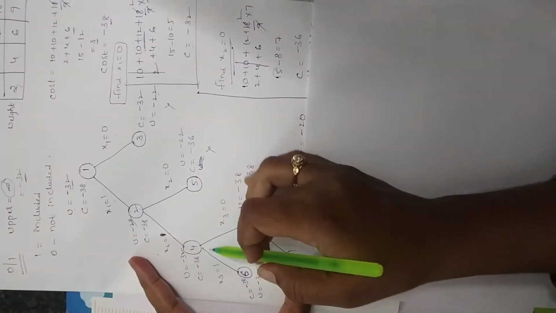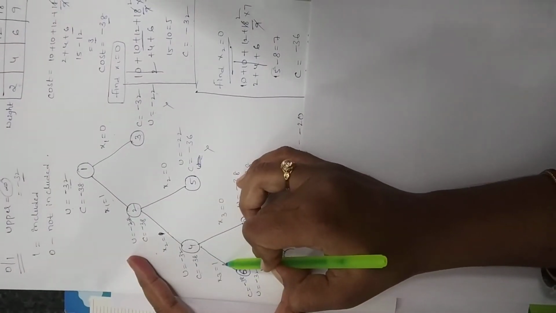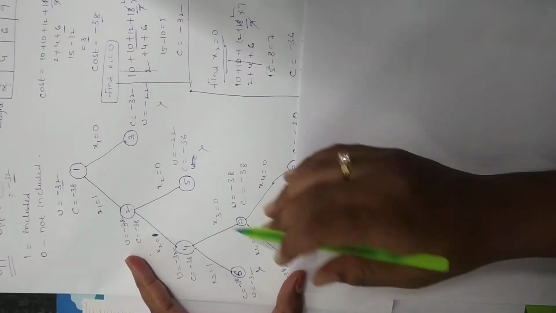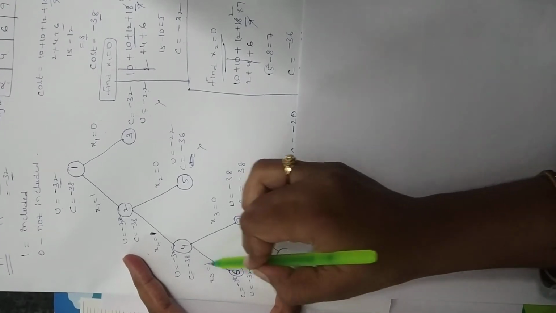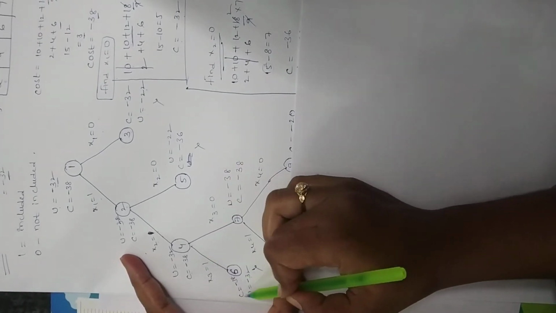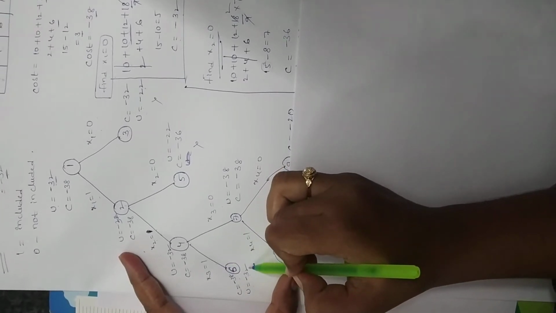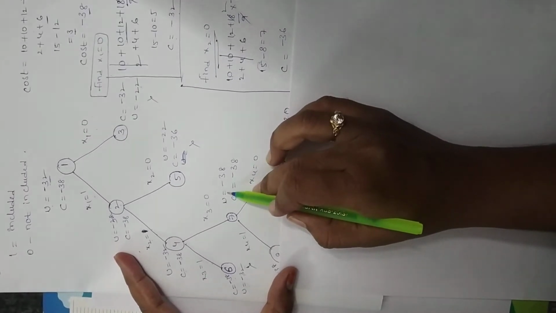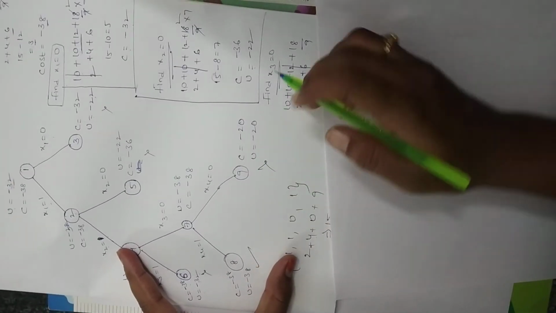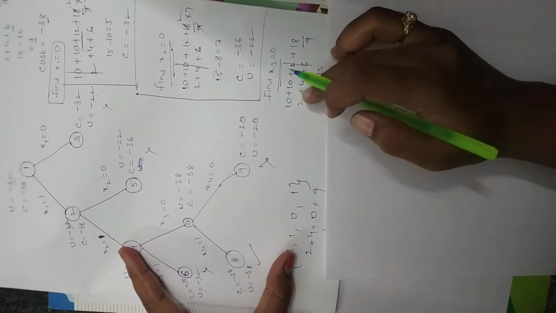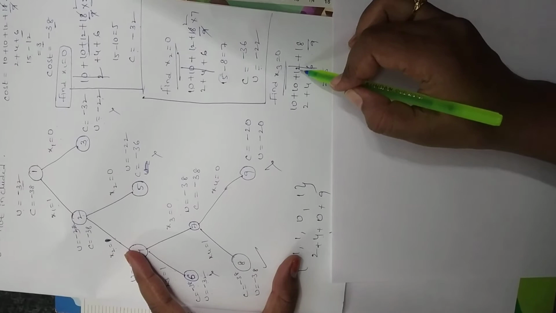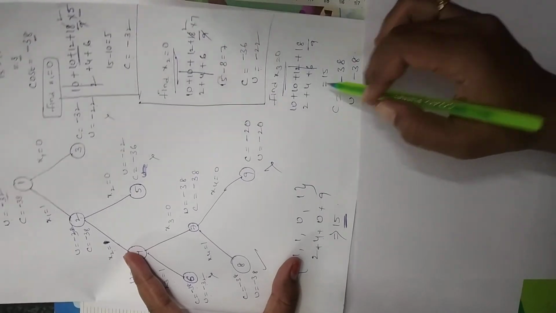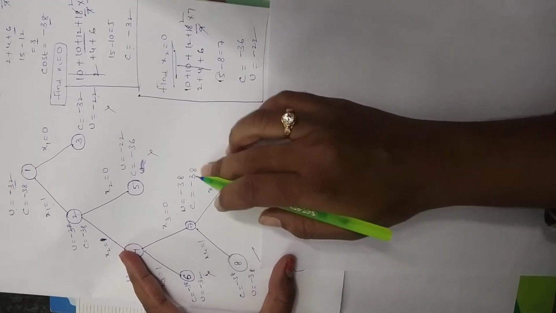Now we generate the next level. x3 equal to 1 means included in the bag and x3 equal to 0 means not included in the bag. For the included case the same values are taken: upper equal to minus 32 and cost equal to minus 32. Now we find x3 equal to 0: we do not include the third object, so the second object is rejected and 6 is also rejected. So the cost value is minus 38 and the upper value is minus 38.